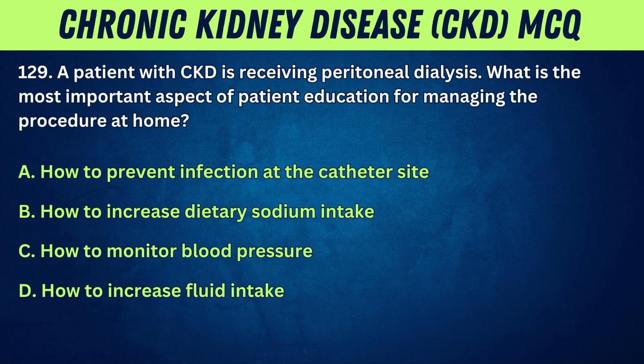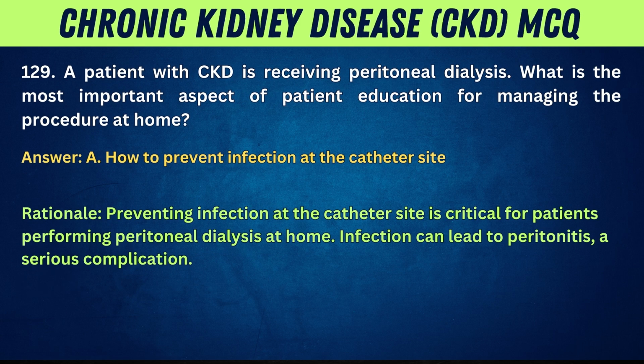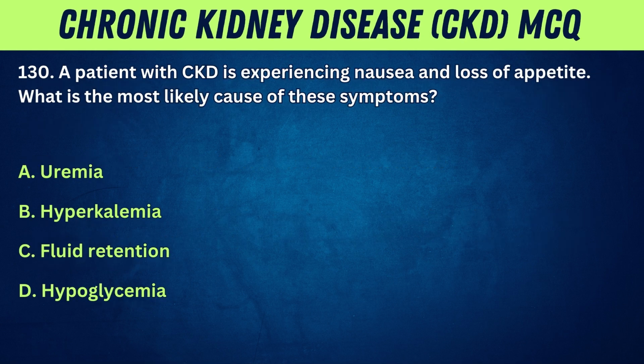129. A patient with CKD is receiving peritoneal dialysis. What is the most important aspect of patient education for managing the procedure at home? A. How to prevent infection at the catheter site. B. How to increase dietary sodium intake. C. How to monitor blood pressure. D. How to increase fluid intake. Answer: A. How to prevent infection at the catheter site. Rationale: preventing infection at the catheter site is critical for patients performing peritoneal dialysis at home. Infection can lead to peritonitis, a serious complication.